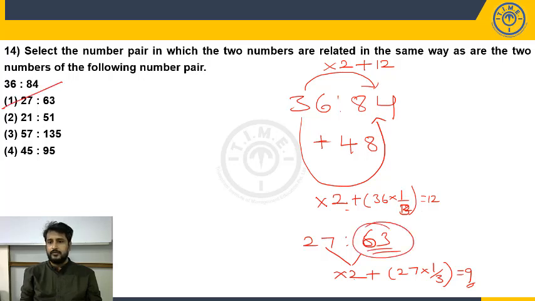So my answer is choice 1. It is n into 2 plus n into 1 by 3. N into 2 plus n into 1 by 3. Okay, not only into 2 plus 12, this same 12 you can also think in a different way. That is, 12 is one third of 36. So by applying the same, one third of 27 is 9. So into 2 plus 9 is 63. Perfectly matching.